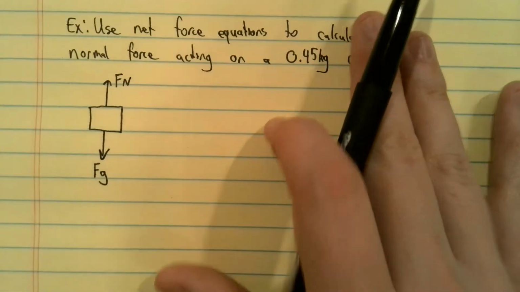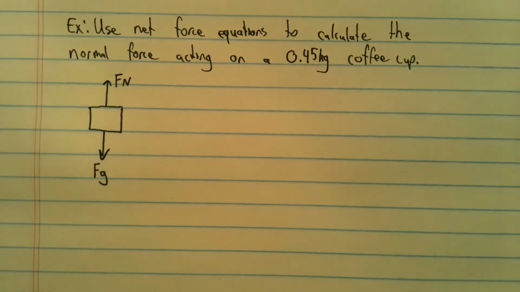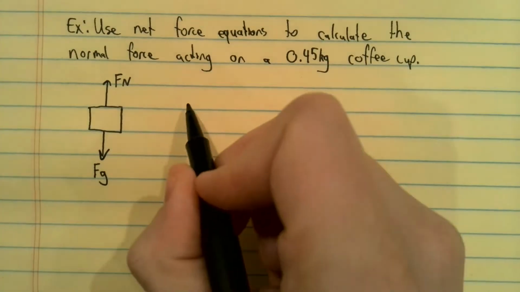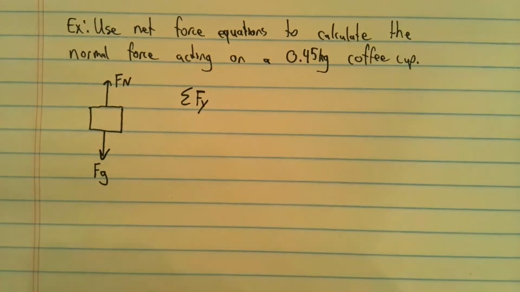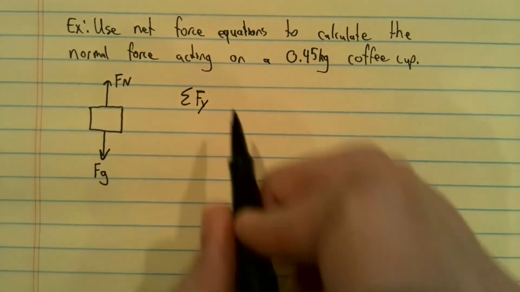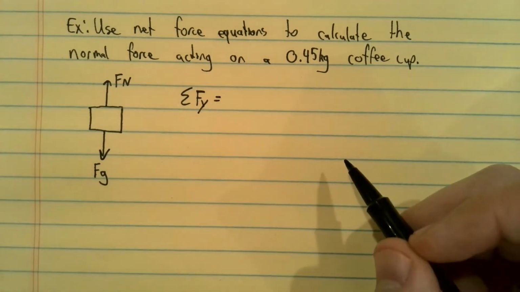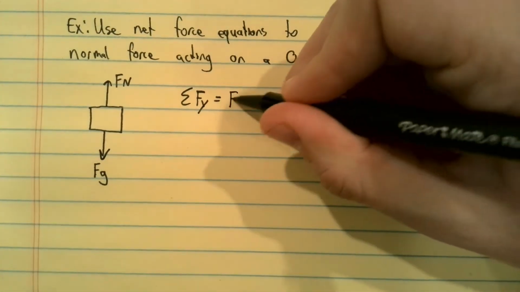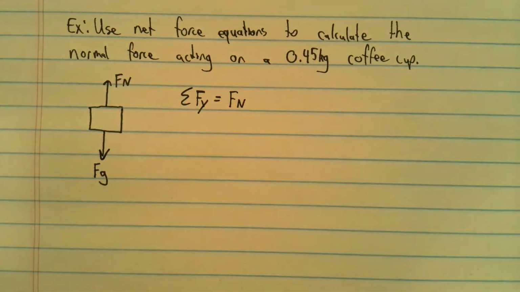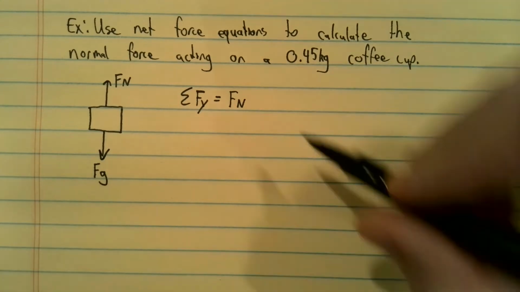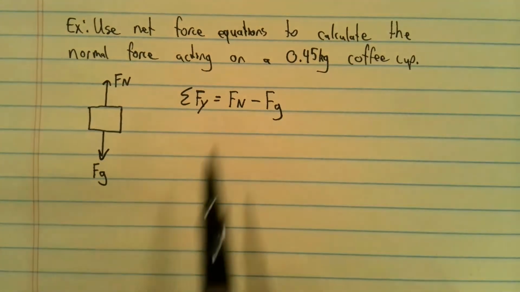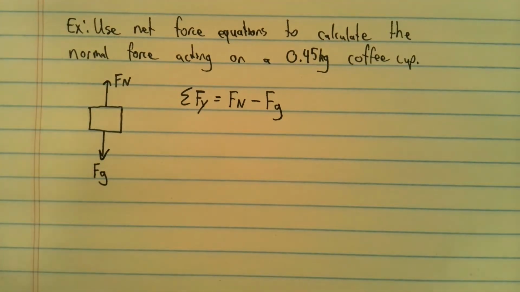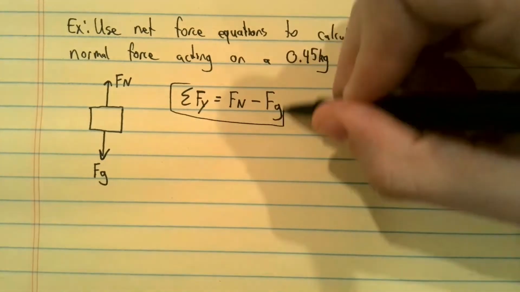So here's what a net force equation is. It's the sum of the forces. I'm going to look at the y direction first. What are the y forces? Well, we have Fn, we have Fg. What's the sum of those two? It's Fn plus Fg, but since Fg is down, it's negative. So Fn plus negative Fg, which is the same as just subtracting Fg. So this is what we call the net force equation.